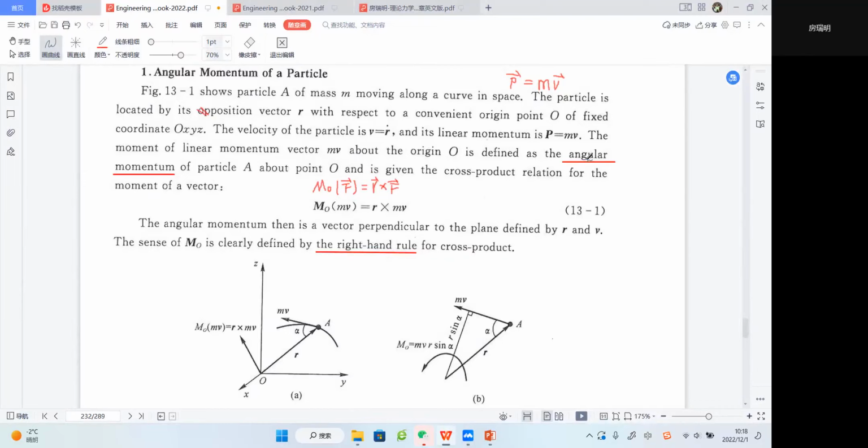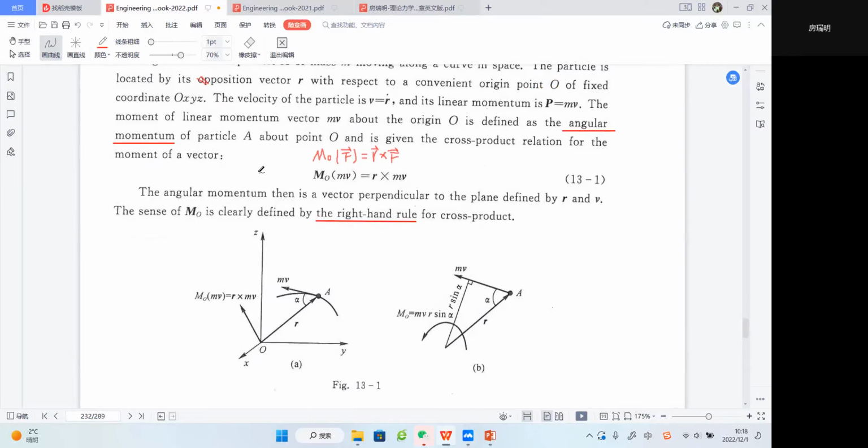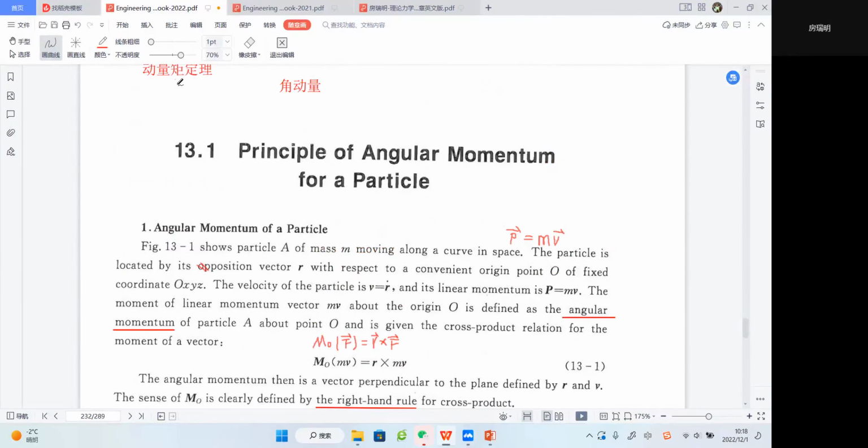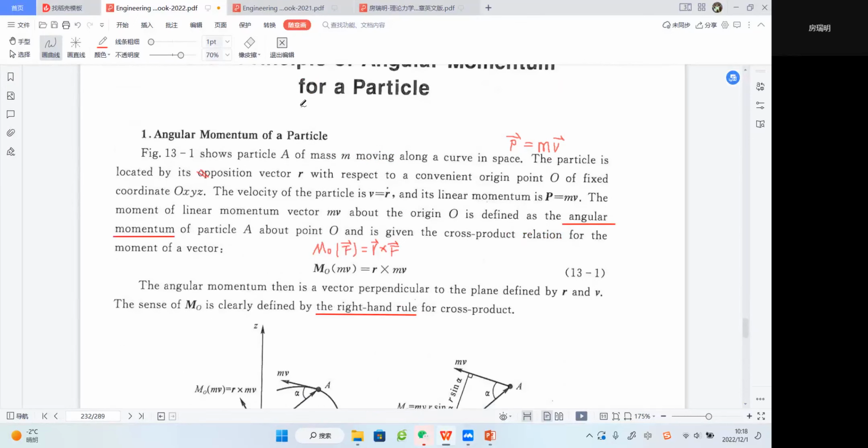Today we're talking about angular momentum. It's more like we use this mv, linear momentum, as a vector, and we calculate its moment about the same point, just like a force in space, to the same point O. So that is angular momentum. We call that 动量距, or 角动量.